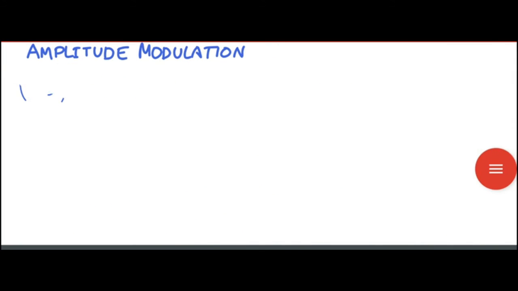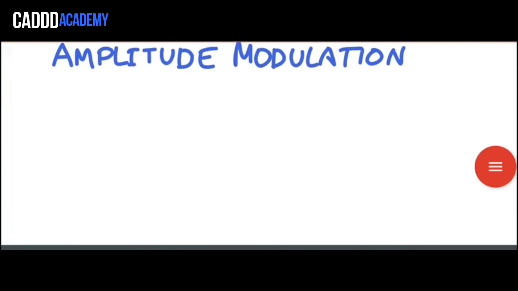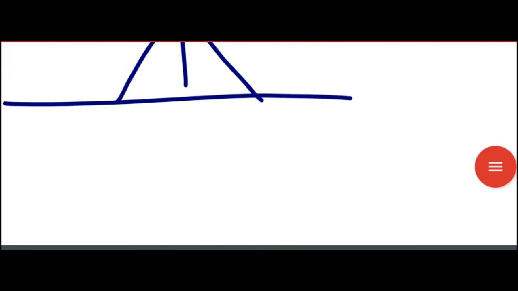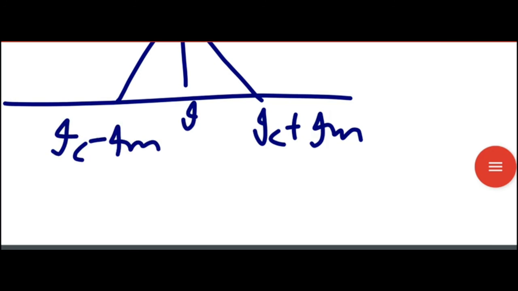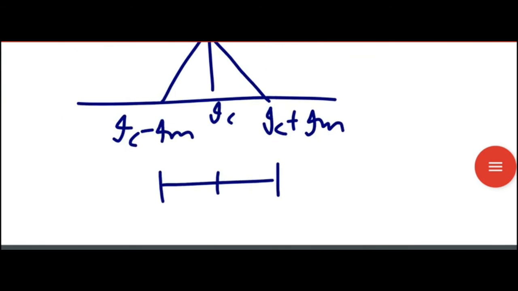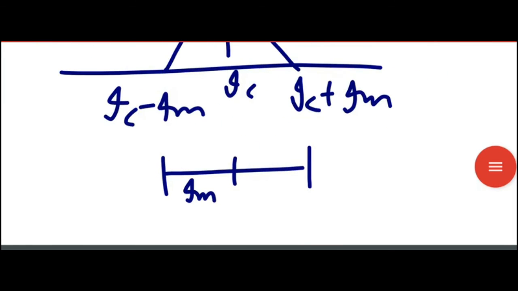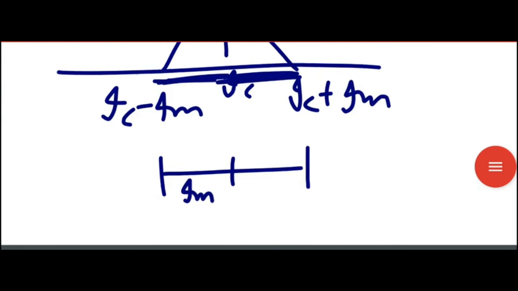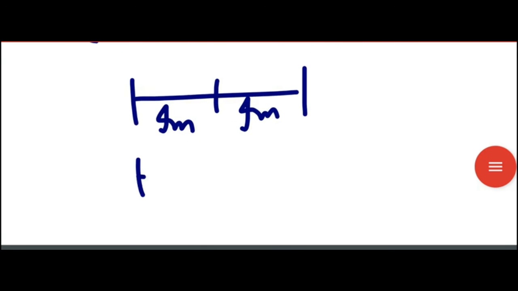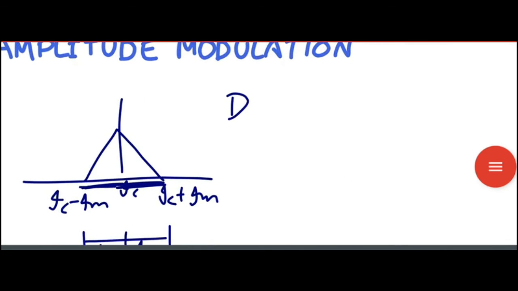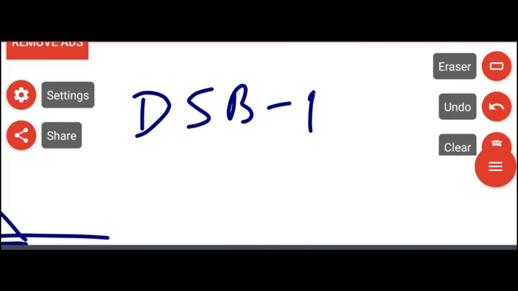Now we will talk about the bandwidth of all the four signals, starting with DSB FC. In the spectrum of DSB FC, we had FC plus FM, FC minus FM, and FC. The region occupied by the signal from here to here is FM, and from here to here is also FM. So FM and FM, the bandwidth becomes 2 FM. So for DSB FC, the bandwidth is 2 FM.